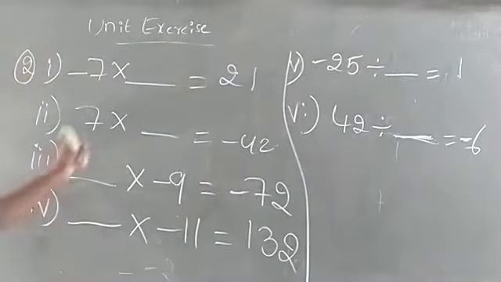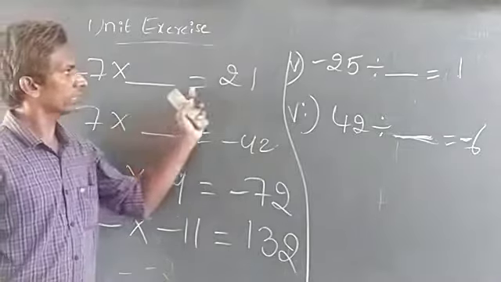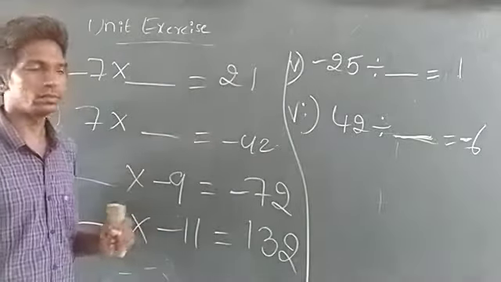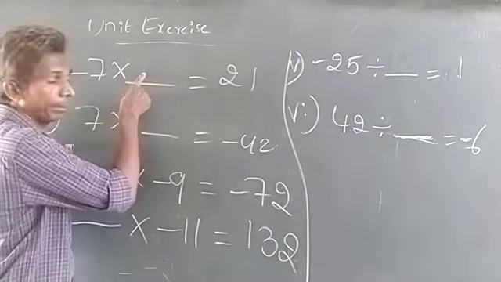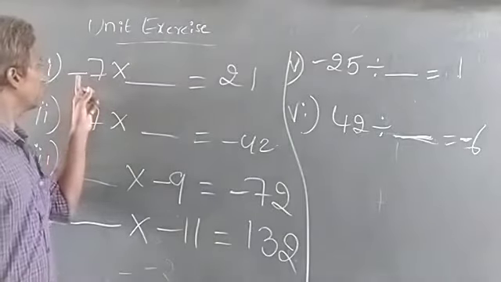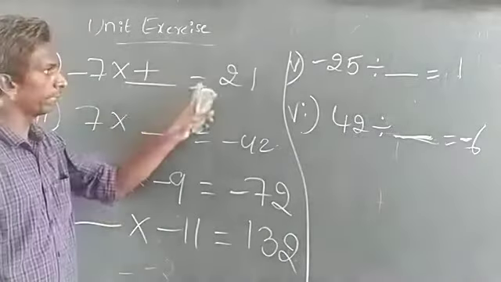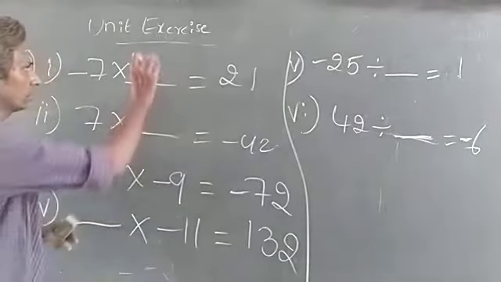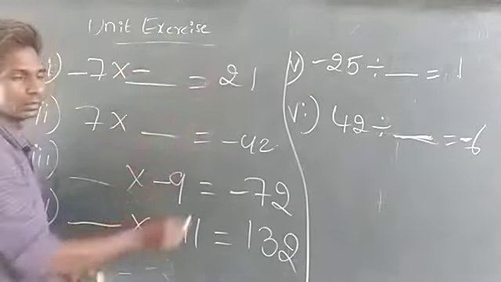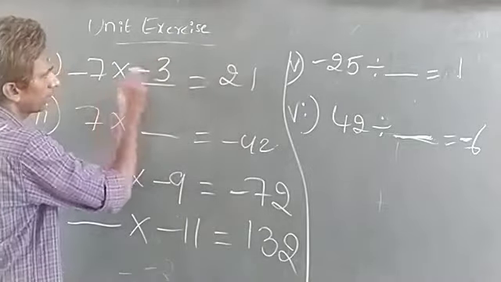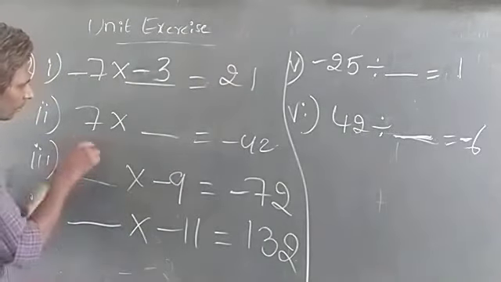Let us see. You want to write an integer in this blank. So minus 7 into blank equals 21. You want to get the answer 21. If it is minus into plus, minus will come. So the answer is positive, so you want to change the sign. So minus into minus is plus. 7 into 3, 7 3s are 21. So it is correct.